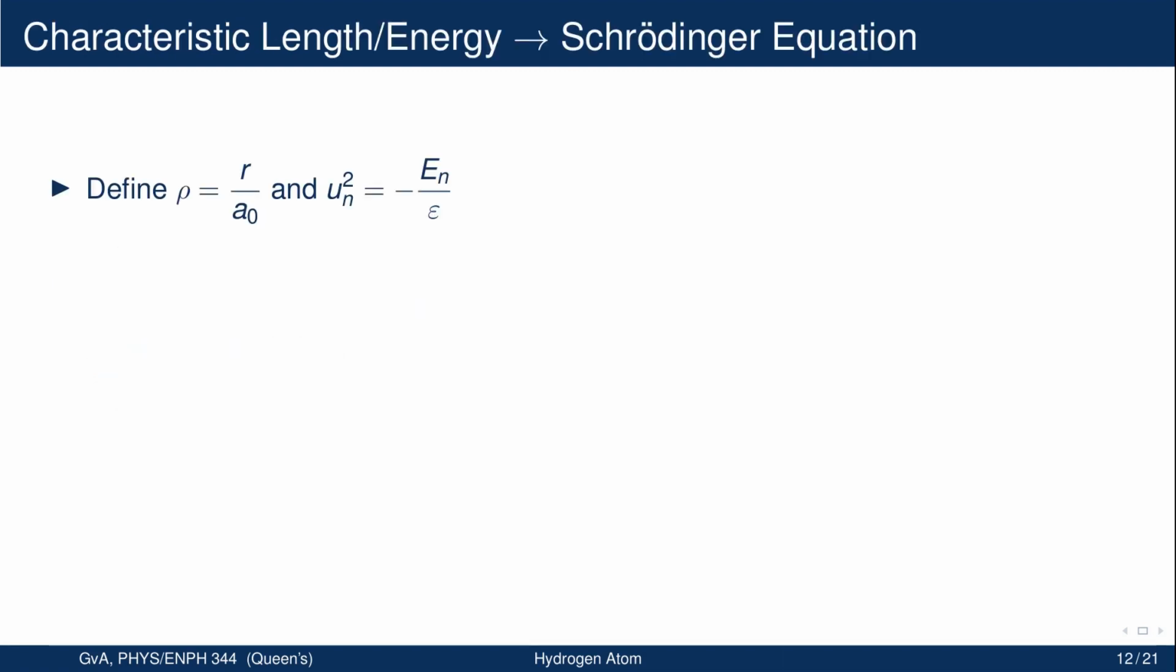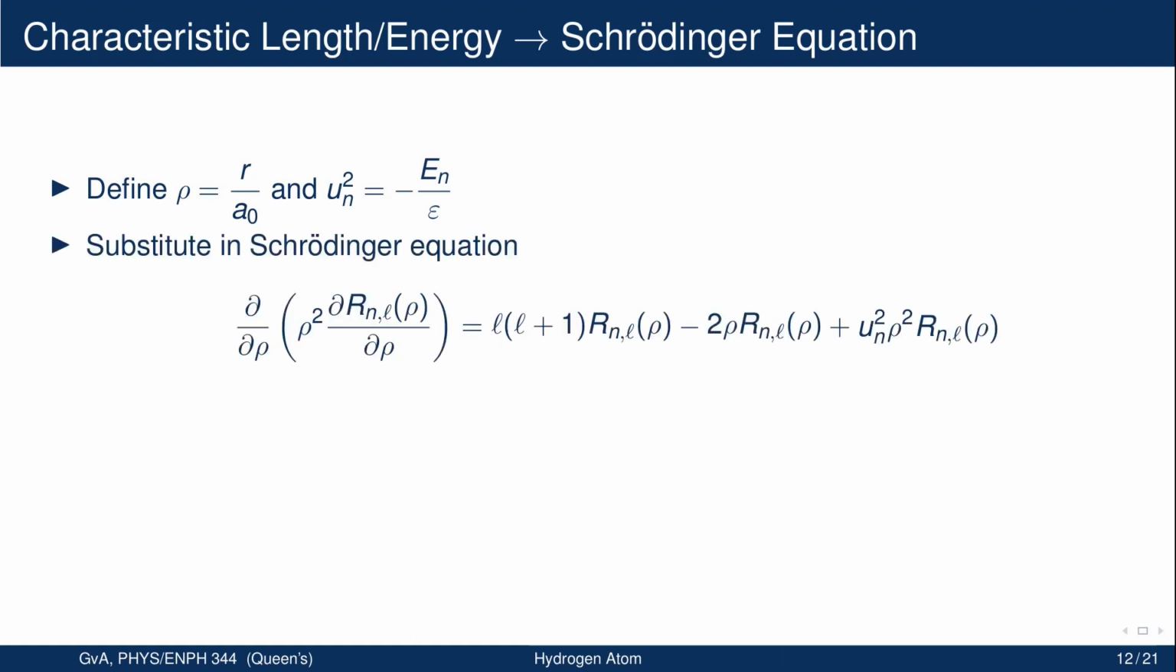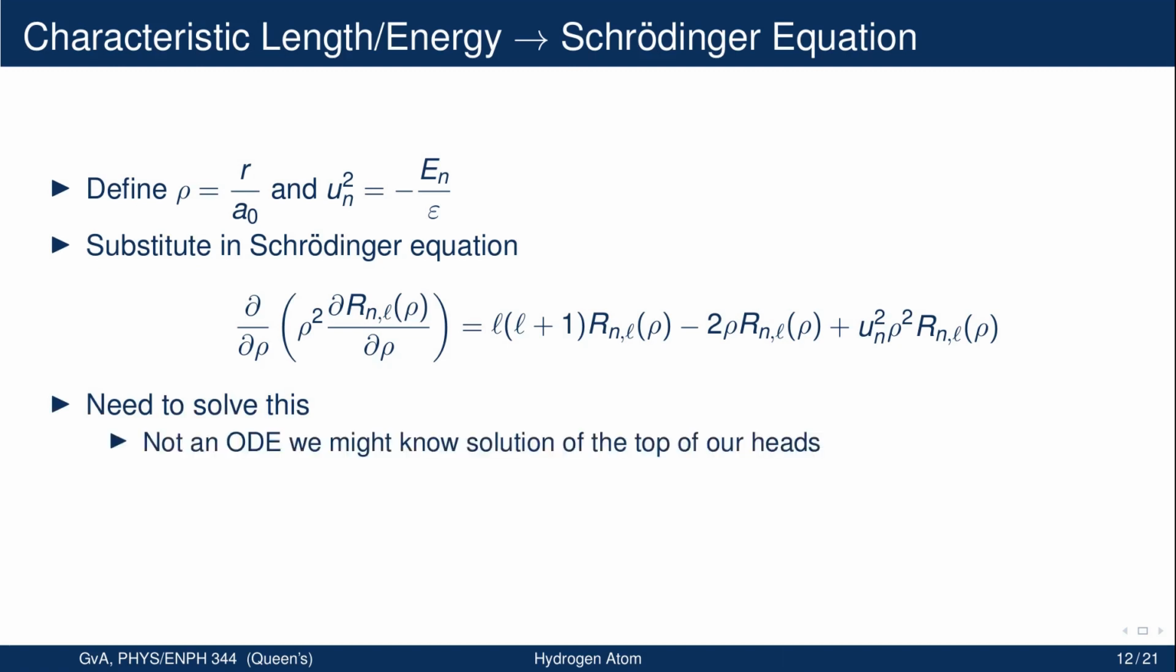Now what we'd like to do is substitute our characteristic length and energy into the Schrödinger equation. To do that, we're going to define a dimensionless radius, rho, that's the ratio of r over a naught, and a dimensionless energy that I'm going to call u sub n squared, that is the negative of the energy over epsilon. When we substitute these things into the Schrödinger equation, we get this. This is the thing that we need to solve.